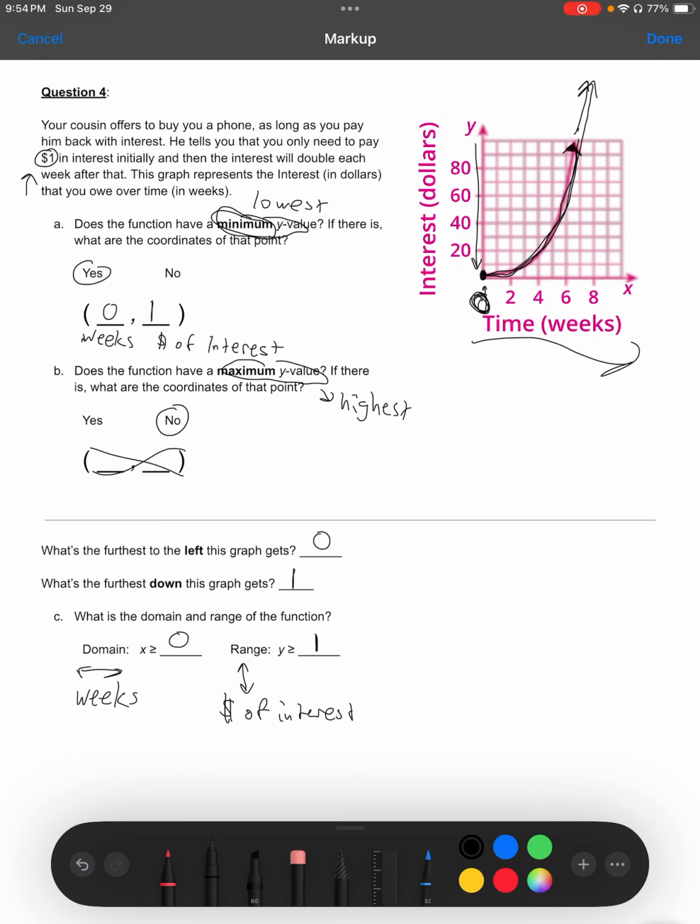And that is our domain and range: our weeks are all 0 weeks or bigger, and our interest is all $1 of interest or bigger. And that is all for this one.